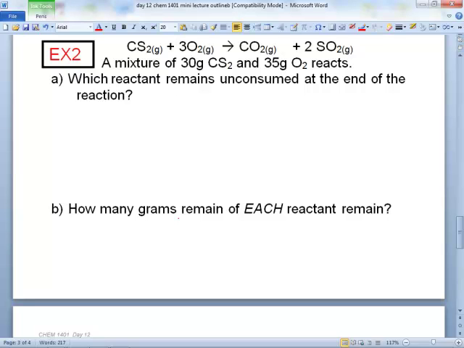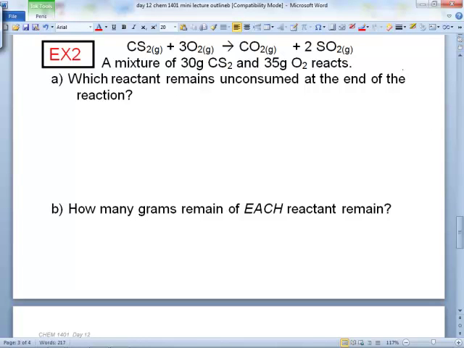Does it matter if we picked CO2? Because we're trying to figure out the limiting reagent, I guess we would start with the 30 grams of CS2 and the 35 grams of oxygen, and convert to CO2. Or do the whole question again, converting to SO2. Would you get the same limiting reagent? You pick your smallest answer, and whichever one gave you the smallest answer, that's your limiting reagent. It doesn't matter. Just pick one. You can end up with the same limiting reagent.